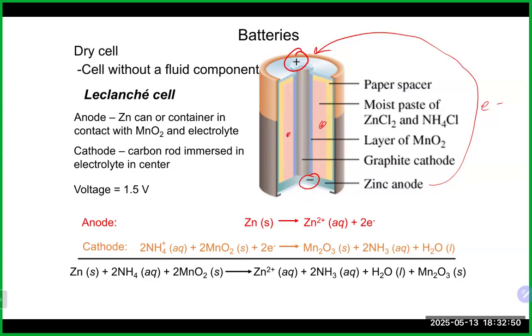Here we see on our anode side our zinc going from 0 to +2, again being oxidized in this particular case. And over here, it's our Mn going from +4 to +3 here, being reduced in this case, going through this process.